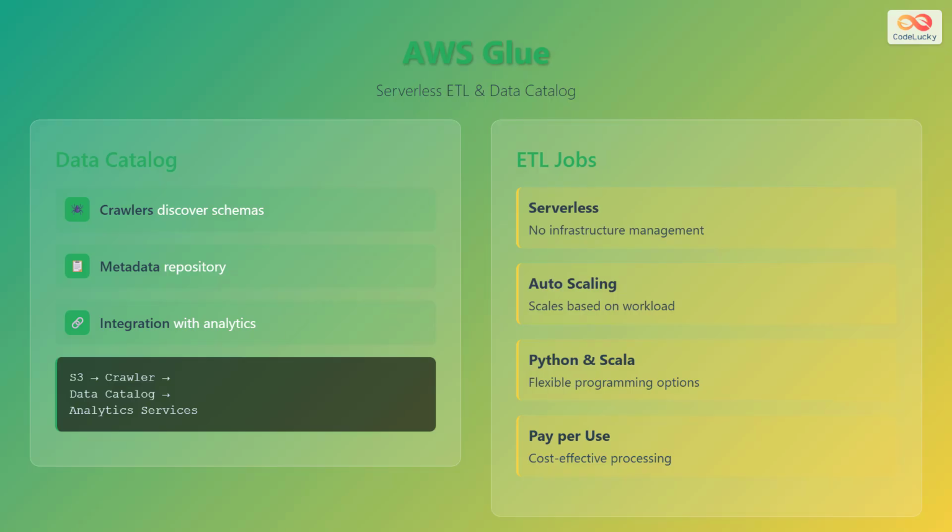AWS Glue is a serverless extract, transform, and load, known as ETL, service that simplifies the process of preparing and transforming data for analytics. It provides a data catalog for metadata management and ETL jobs for data transformation. It is a fully managed service. Now let's delve into the capabilities of Glue.